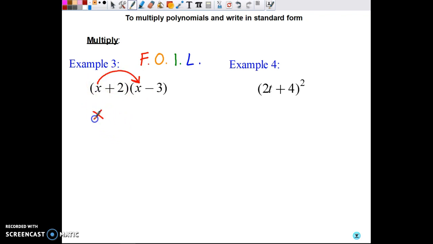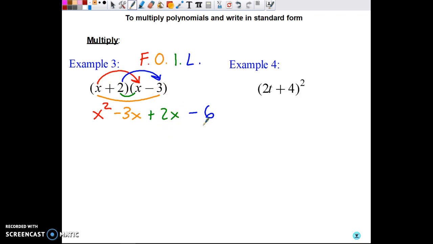Okay, I get x squared. Now we'll do the outer product, which means the 2 outside numbers, x and negative 3. I get negative 3x. Now I'm going to do the inner product, which is the innermost numbers, 2 times x. That's positive 2x. And finally, I will do the last terms, 2 times negative 3, which is negative 6.